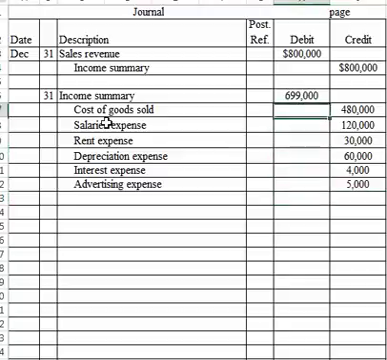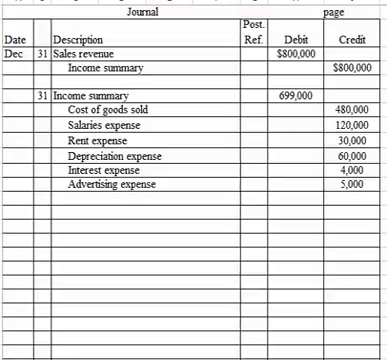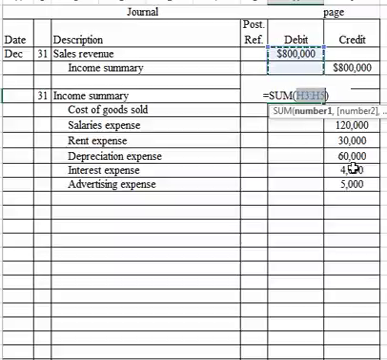Alright, now that I've got them all listed, I'm just going to try the sum function and make sure this comes back to $699,000, because I could have typed in something incorrectly. I'm going to go here, delete that out, make sure this comes back to $699.